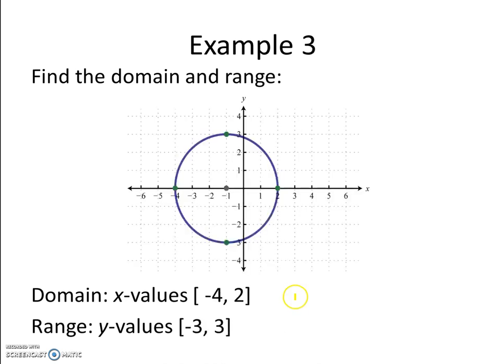Example 3, we're finding the domain and range again. The domain of the x values would be from -4 to 2. We're using brackets again because those dots are solid. So it is bracket -4, 2 bracket. And we're looking at the y values, bracket -3 to bracket 3. So we have bracket -3, 3 bracket for the y values or the range.